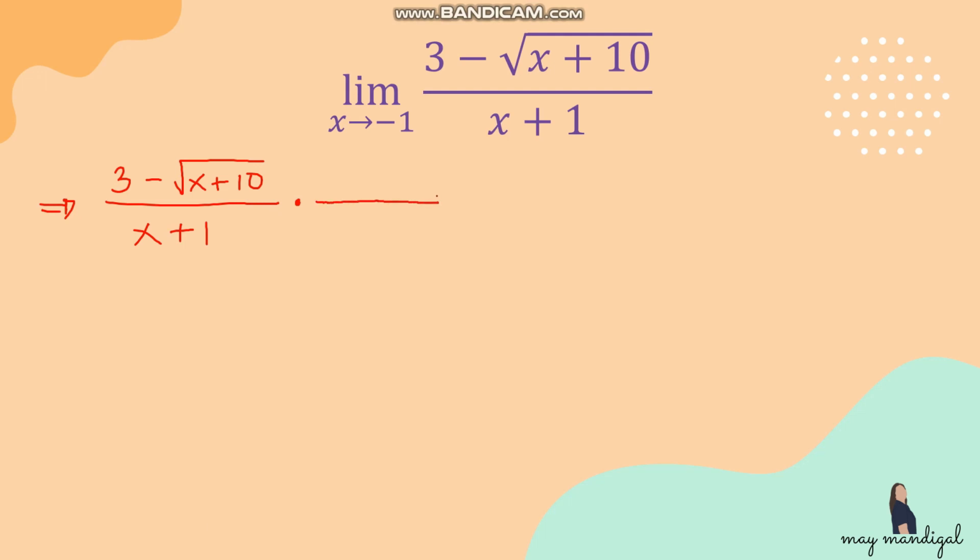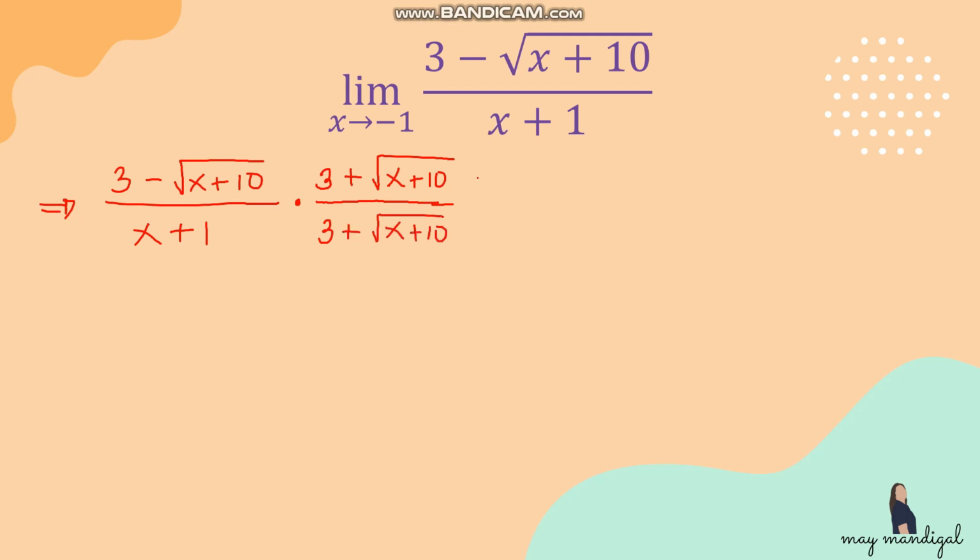So, how are we going to identify the conjugate? If there is a square root in the fraction, we will be considering that one. Since the square root is in the numerator, we will be getting the conjugate of the term in the numerator. What do we mean by conjugate? We are just going to copy the terms, but we change the sign. So we will multiply by the conjugate of the numerator, which is 3 plus the square root of x plus 10. So we will multiply both the numerator and the denominator by this.